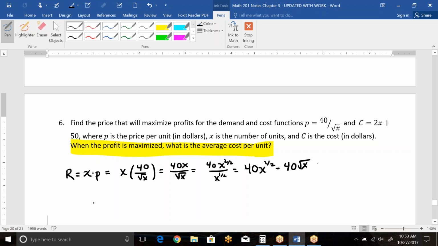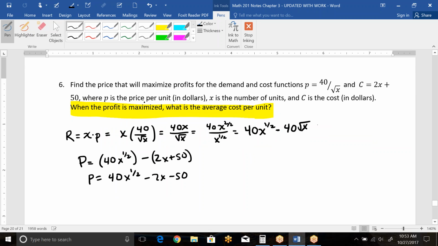So then if we want to do our profit function, now that we have our revenue function and we also have our cost function, remember you take the revenue function and you subtract the cost function. So profit would be 40 x to the 1/2 minus 2x minus 50. Okay, so then we want to maximize. That means take the first derivative. So this would be 1/2 of 40, which is 20. We would lose a power, so that's going to be x to the negative 1/2 now. And then minus 2 for the derivative of this term, and then this would be nothing.